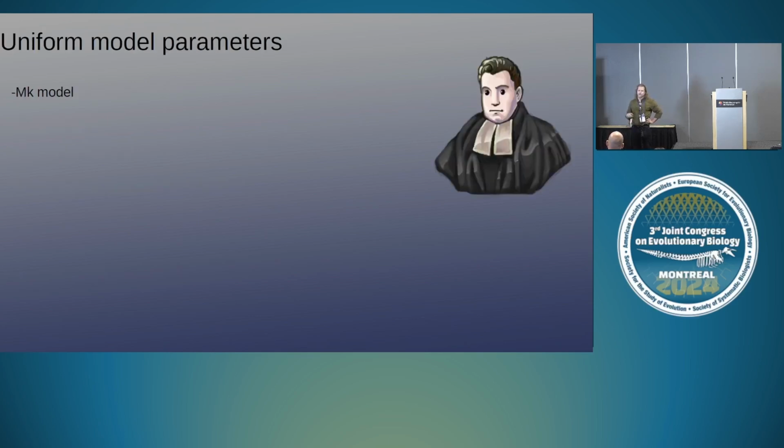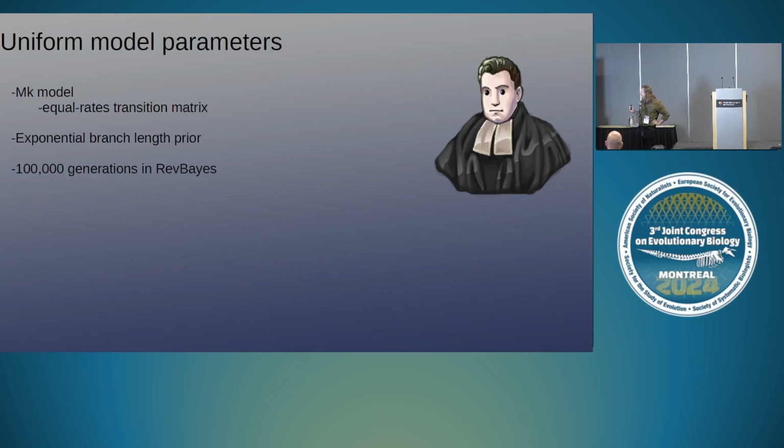For our analyses, we had a number of parameters that we wanted to keep constant. So we assigned an Mk model. You can think of this as simply an equal rates transition matrix. So we're starting our assessment by approximating parsimony. We set a prior for an exponential branch length. We ran for 100,000 generations in RevBayes. And then we checked our results in Tracer, using an effective sample size of 200 as our general threshold for whether or not something has reached convergence.